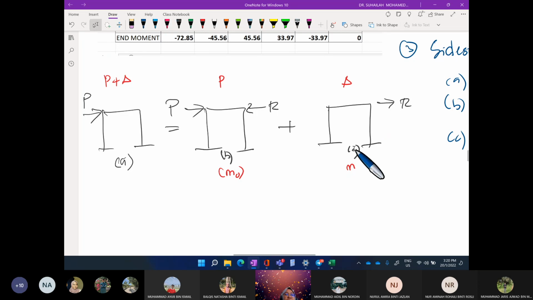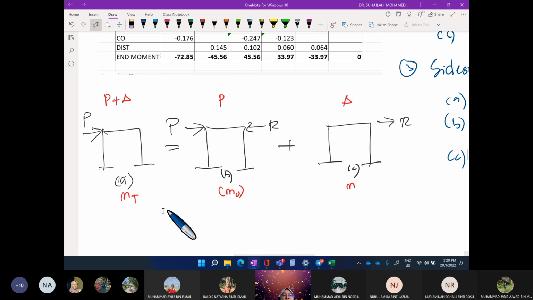Of course, what we want is the moment here. I put it as M final or M total, it doesn't matter, just a symbol. So what we want is M total, and M total is equal to M naught plus M. M naught is the end moment we get directly from table number 1. But we don't have M. What we have is M prime.